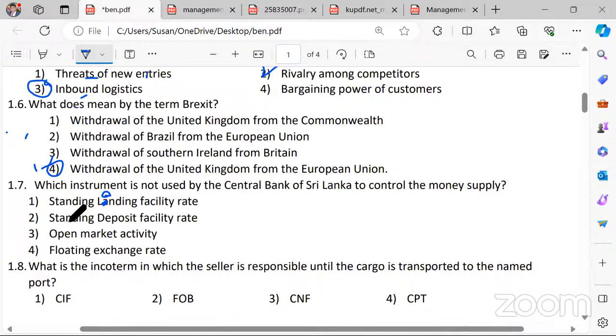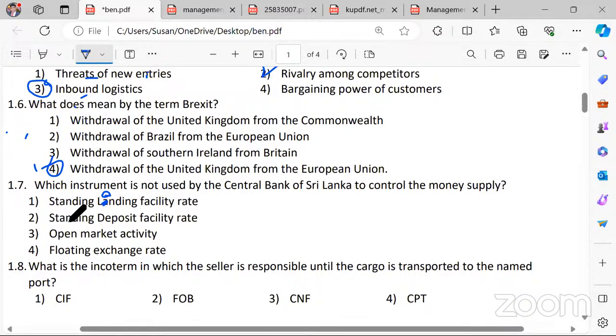Deposit facility rate means if commercial banks have excess money, that means a money surplus, they can deposit it in the Central Bank. If the Central Bank increases this interest rate, then commercial banks are motivated to deposit money in the Central Bank. Then their cash surplus goes to the Central Bank, and the money supply goes down.